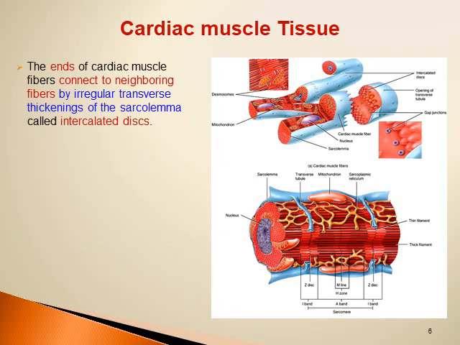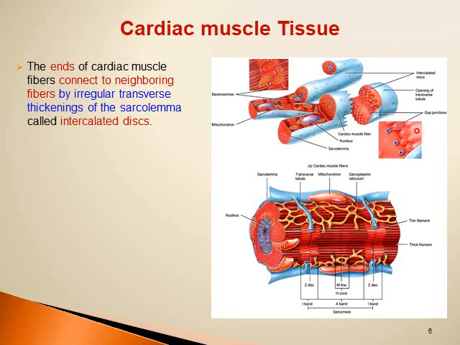The ends of cardiac muscle fibers connect to neighboring or adjacent muscle fibers by irregular transverse thickening of the sarcolemma, or the cell membrane of the cardiomyocyte. This irregular transverse thickening is called the intercalated discs. So this is one intercalated disc, here we have another one, and here we have a third one.